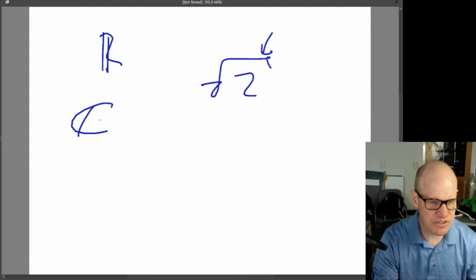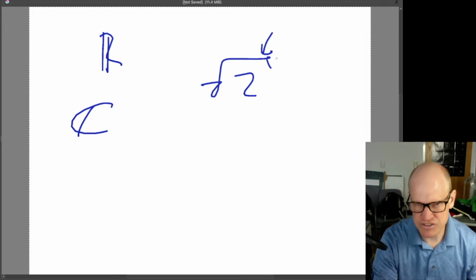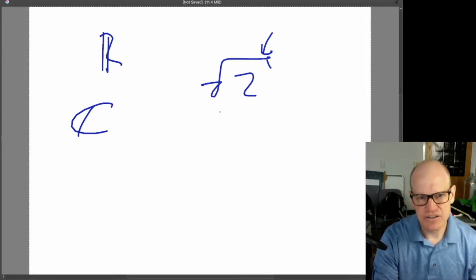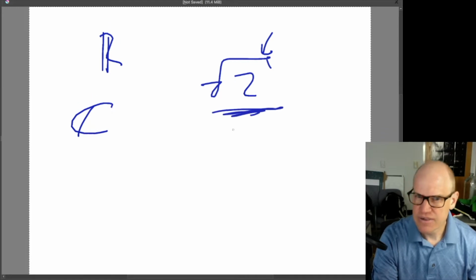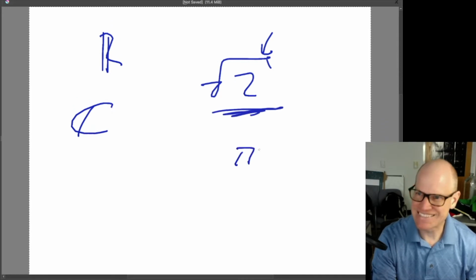This is the complex numbers, I believe. And so I don't think that's quite the irrational numbers. This is a separate set. There are other sets that are called algebraic numbers. The square root of 2 is an algebraic number, whereas pi, for example, is not an algebraic number.